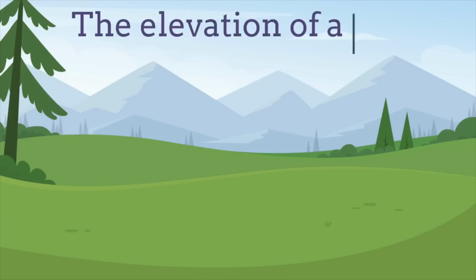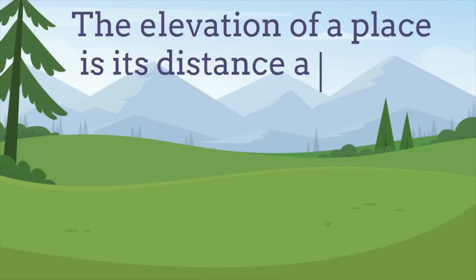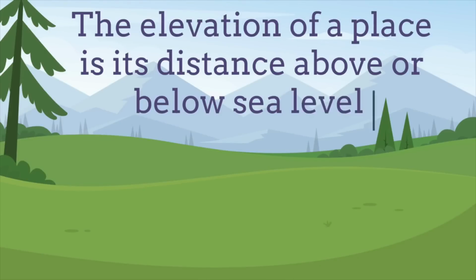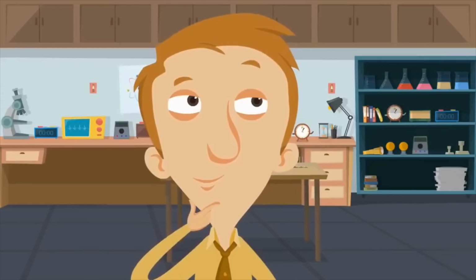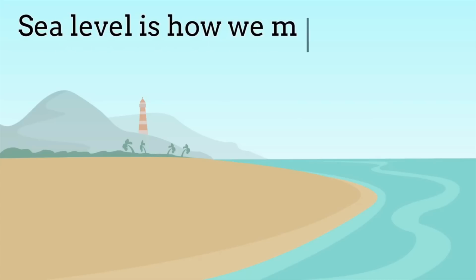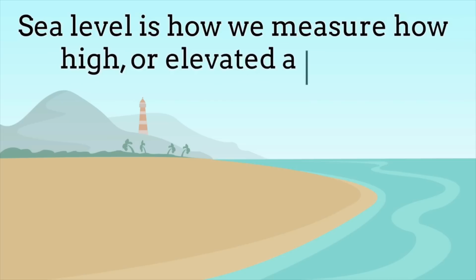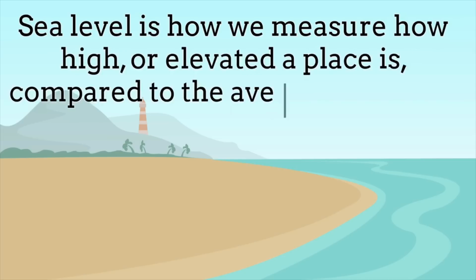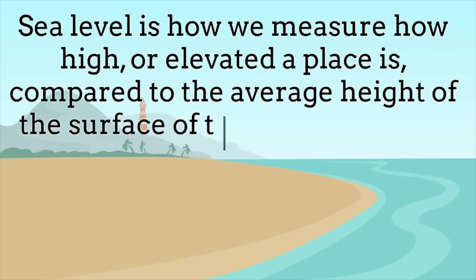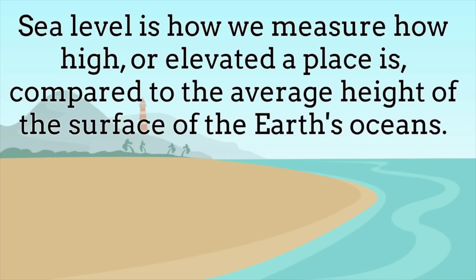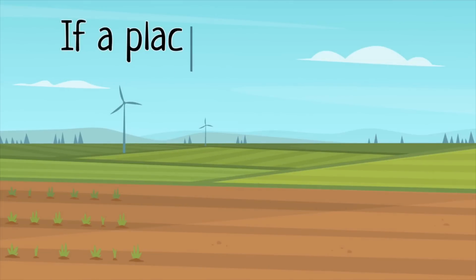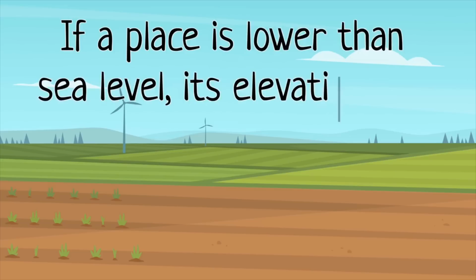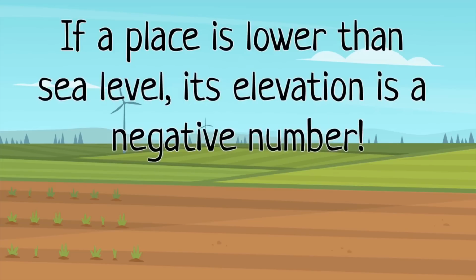The elevation of a place is its distance above or below sea level. Now, what's sea level? Well, sea level is how we measure how high or elevated a place is compared to the average height of the surface of the Earth's oceans. Now, if a place is lower than sea level, its elevation is a negative number.